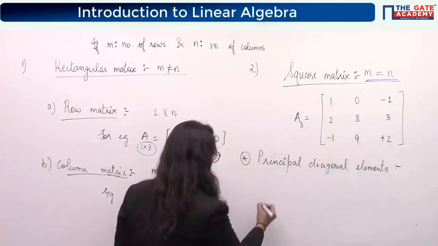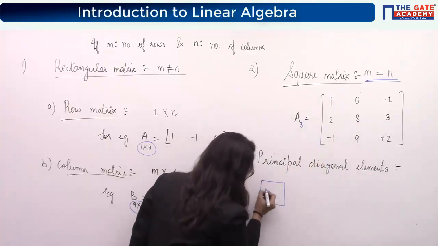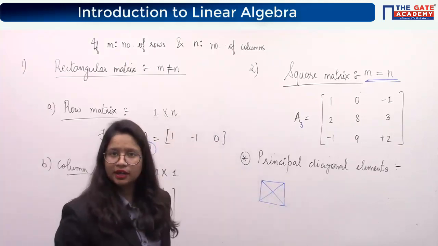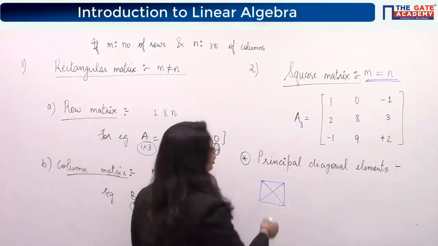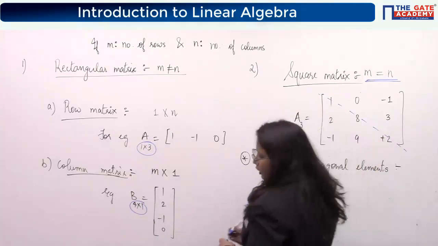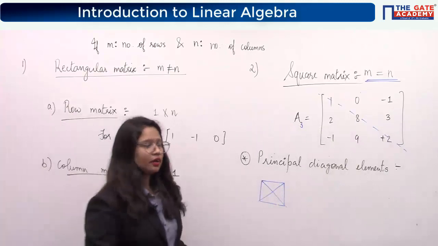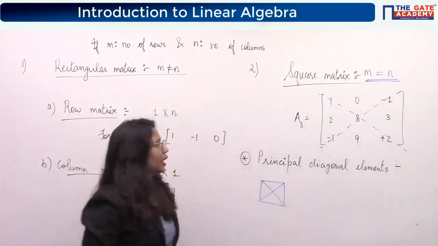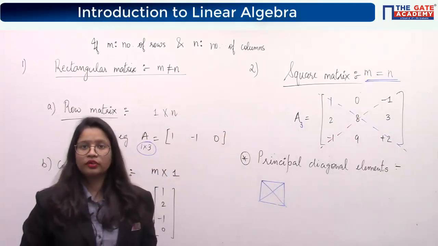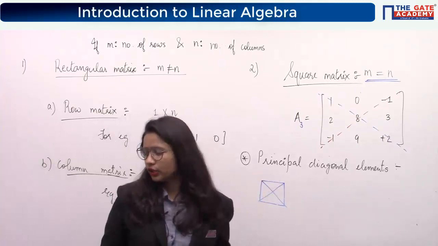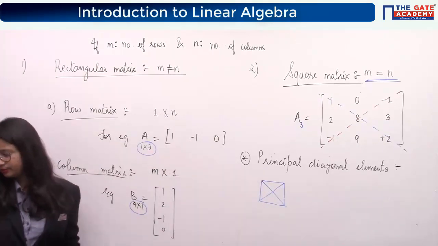Any square shape, if I draw this is a square, you know square will have two diagonals. Similarly this is a square matrix, it will have two diagonals. First one is this one, and second one, let me draw in some other color. Second one is this one. Can you tell me which one of the two will be known as the principal diagonal for the matrix?